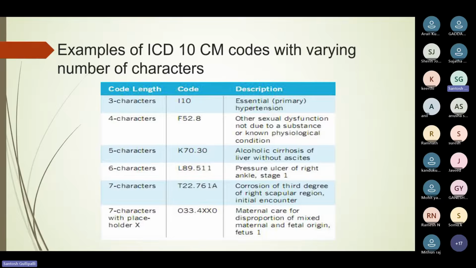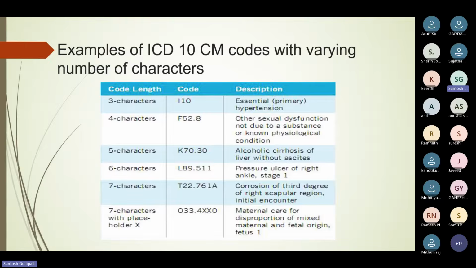Some diagnoses have 5 characters, like K70.30, which is alcoholic cirrhosis of liver without ascites. Pressure ulcer of right ankle, stage 1, is also 5 characters. Some diseases have 6 characters and some have 7. So the ICD-10-CM code structure is a minimum of 3 to 7 characters.